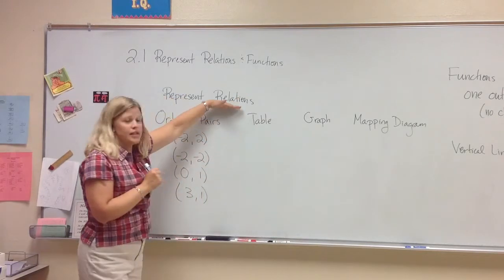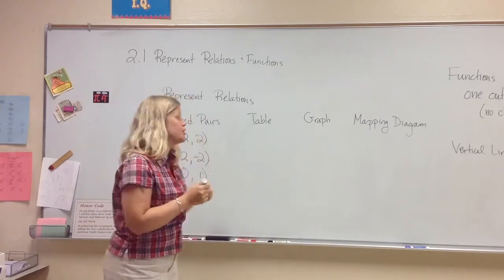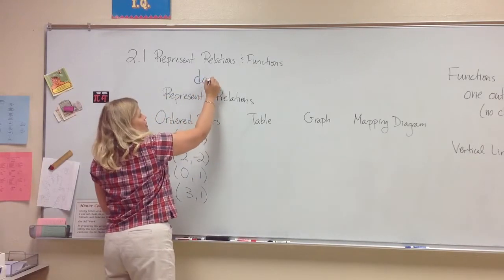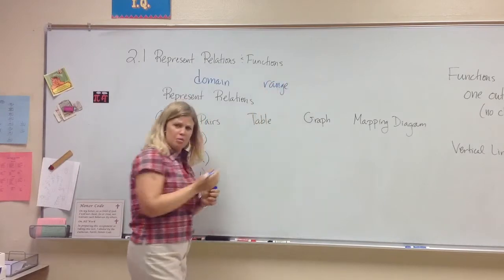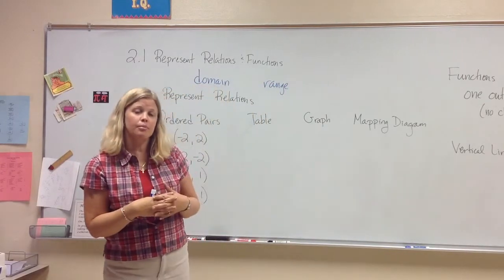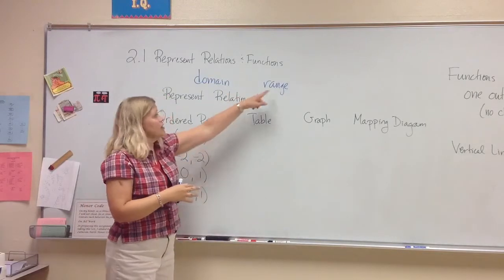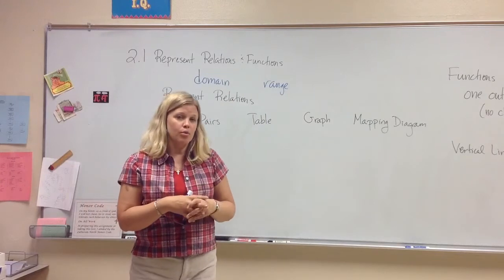Okay? The first thing that we want to talk about is when you have those relations, there's going to be two parts. There's a domain and there's a range. Do you remember hearing those terms before? Domain refers to the first number, and the range refers to what's connected to that domain. We're going to look at some more of these.